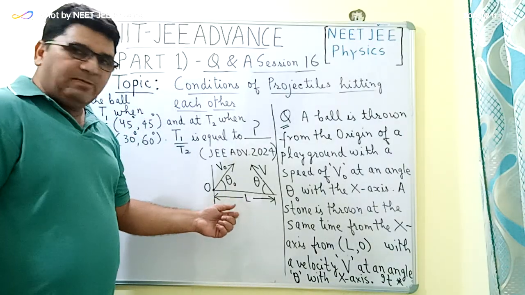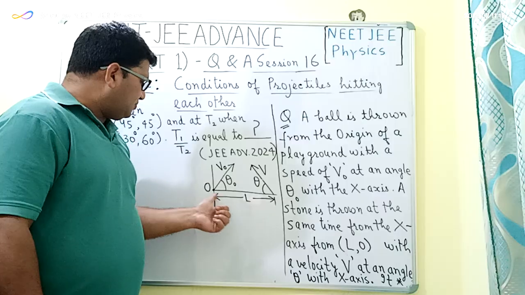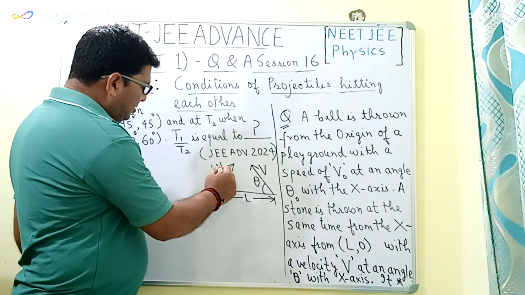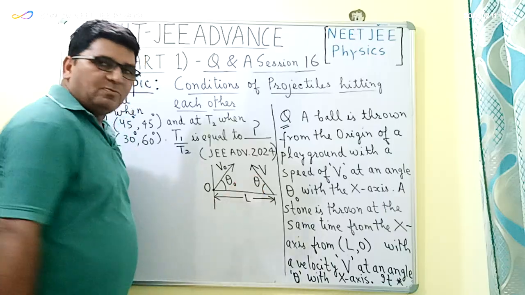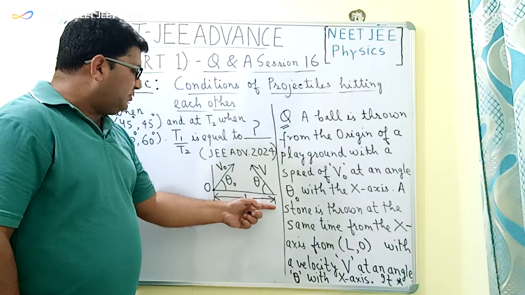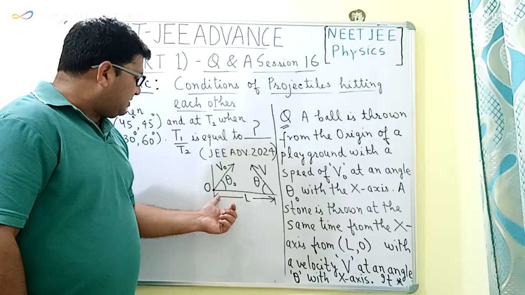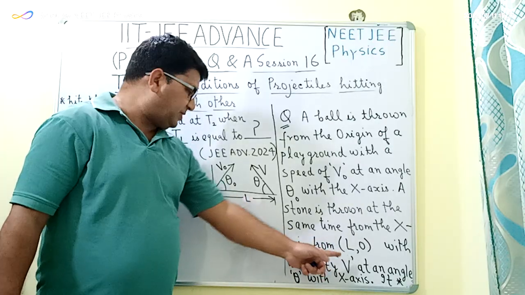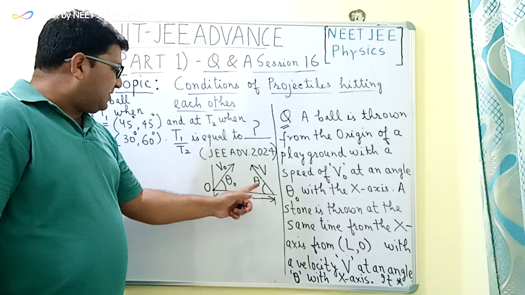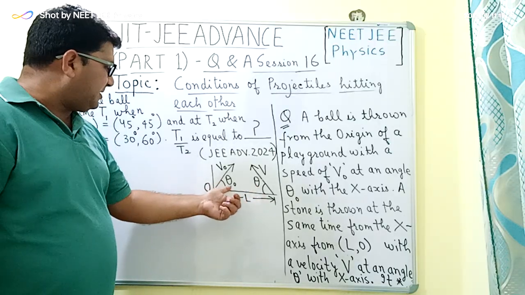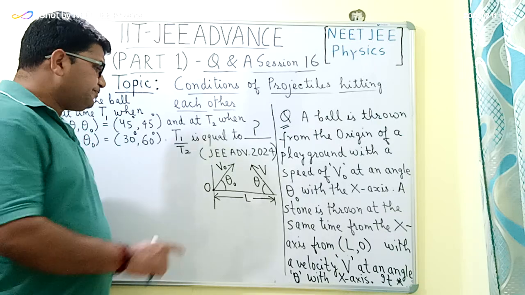In order to save time, I have already drawn one figure here. So this is the origin, and this is the projectile motion of the ball, and this is the projectile motion of the stone. The stone is thrown from a distance of L from the origin as given in this question, and it is projected at an angle of theta, and this ball is projected at an angle of theta naught.